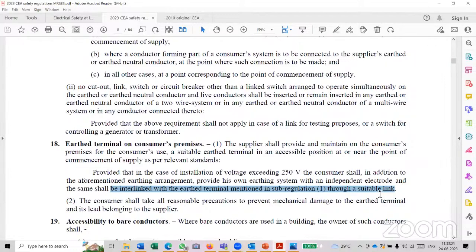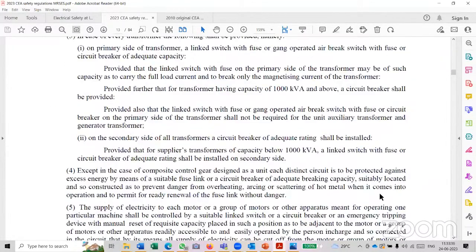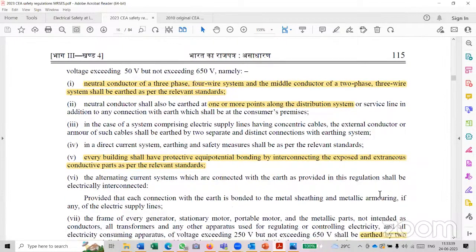It is a responsibility of the DISCOM as per regulation 43.2. We can refer to that 43.2 in the slide for the audience. Regulation 43.2 says the neutral conductor shall also be earthed at one or more points along the distribution system or service line, in addition to any connection with the earth which shall be at the consumer's premises. This is totally absent. They also say that it should be as per standard. What do standards say? As per IS 732 clause 4.5.2.2.3, it actually fixes the responsibility. The responsibility is with the supplier.